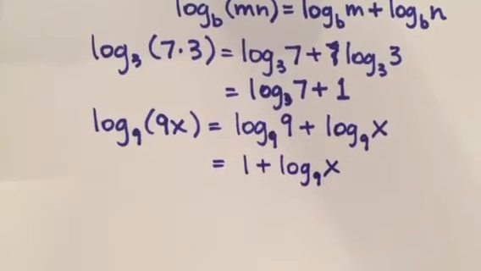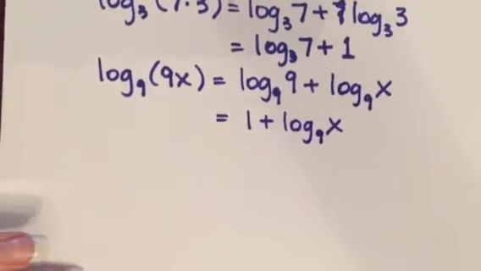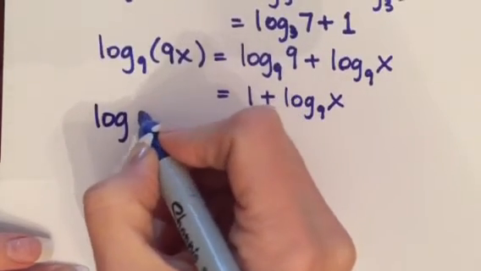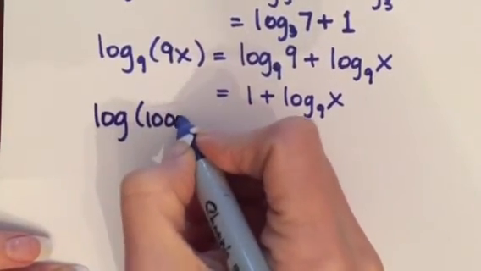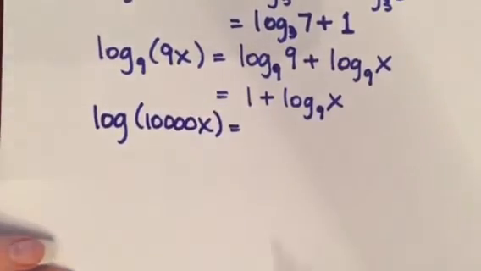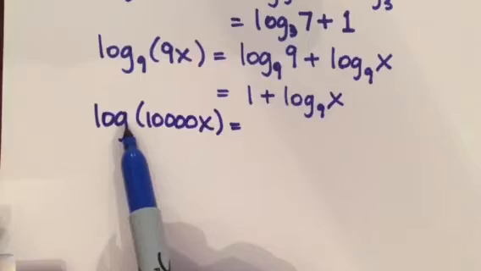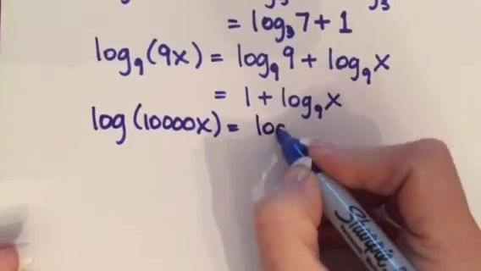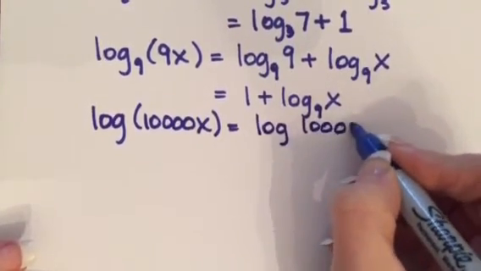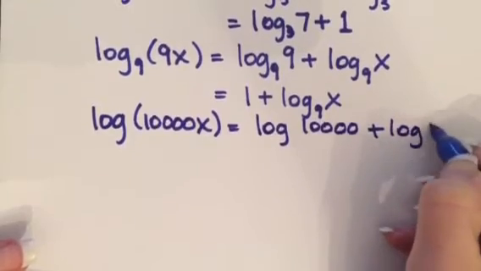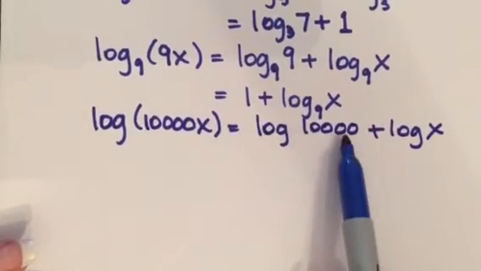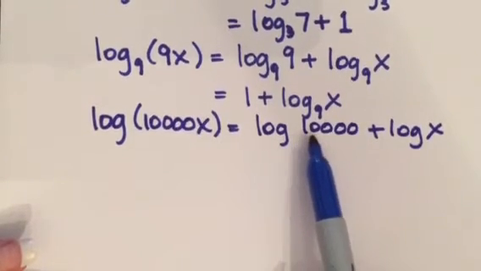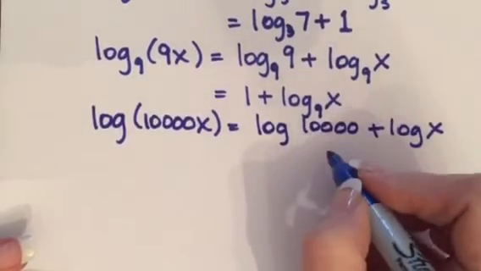We've got two more examples. We have log of 10,000x. Recall that when you don't have a base written, it's assumed to be 10. So we can say that this is the log of 10,000 plus the log of x. And this will simplify. Log base 10 of 10,000. 10 to what power gives us 10,000? That would be 4.